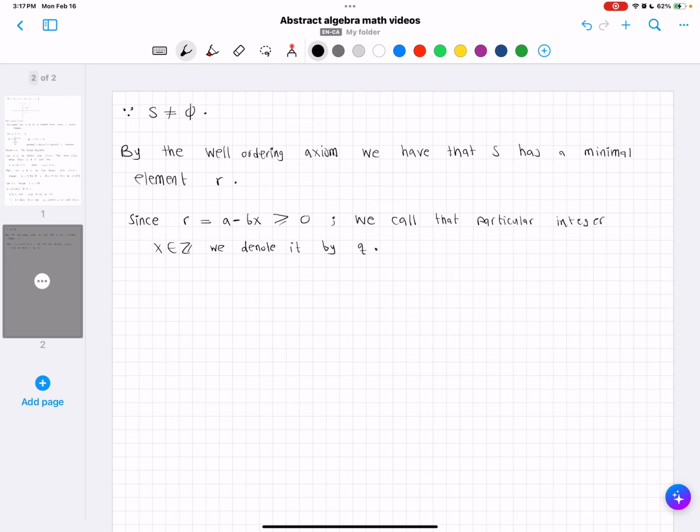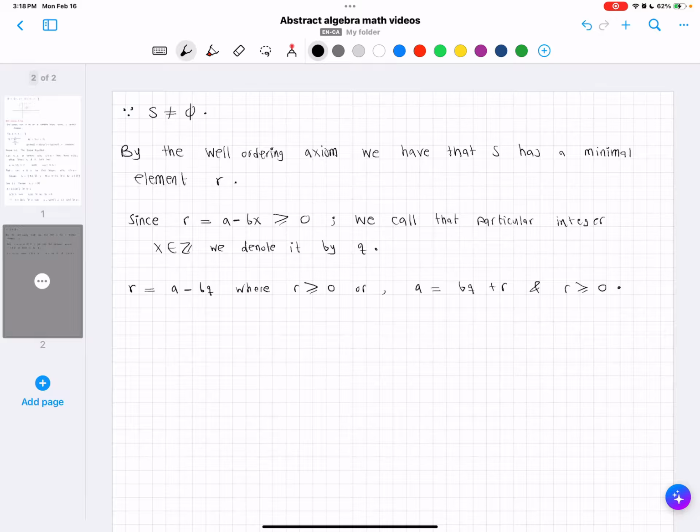So we have that R is equal to A minus B times Q, where R is bigger than or equal to 0, or more equivalently, A is equal to B times Q plus R, and R is bigger than or equal to 0. So we have constructed R.